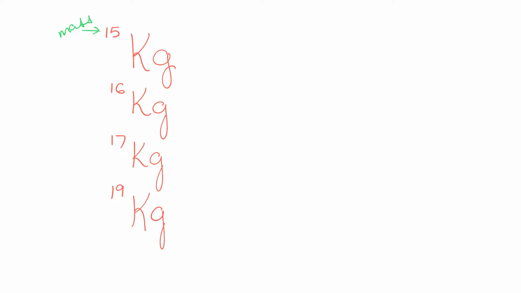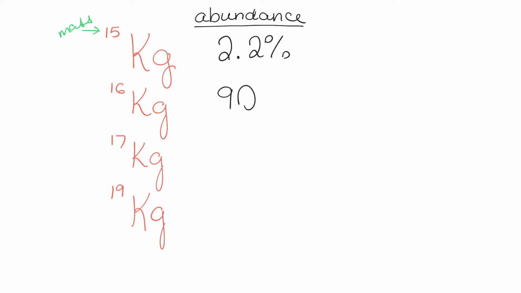And then you're going to, at somewhere, need to know about abundance. And abundance is how common or how rare it is, the amount of that element that exists. So let's say Kg 15 has an abundance of 2.2%, and Kg 16 has an abundance of 90%, and Kg 17 has an abundance of 5%, and then that's going to leave Kg 19 with an abundance of 2.8%.